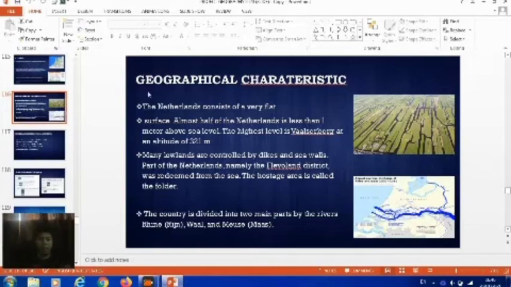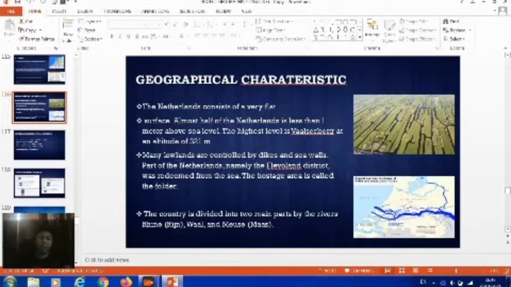Dan seterusnya adalah geographical characteristics. Iaitu poin pertama, the Netherlands is considered very flat, iaitu Netherlands ni adalah kawasan yang tanah rata. And more than half of the Netherlands is less than 1 meter above sea level. The highest point is at Vaalserberg, 321 meters. Iaitu separuh Netherlands adalah di bawah 1 meter dari laut. Dan yang paling tinggi pun adalah di Vaalserberg, iaitu tinggi 321 meter.